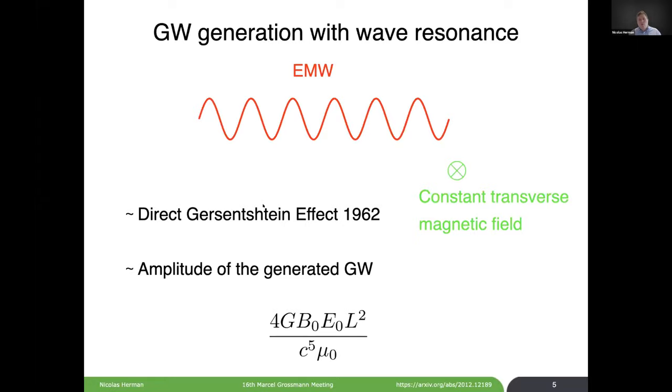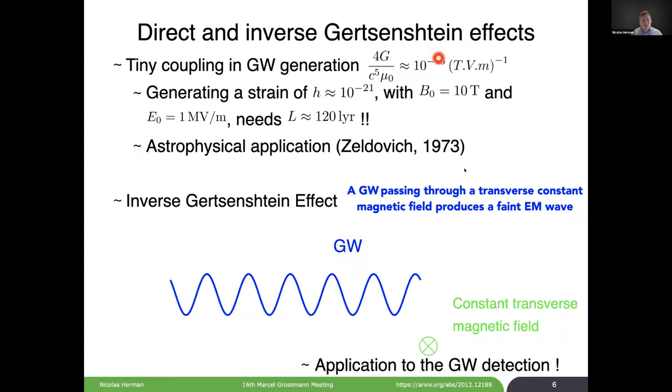So what is the wave resonance called, the direct Gertsenshtein effect? You have an electromagnetic wave that passes into a constant magnetic field here. And this effect will produce a gravitational wave. And you can see the dimensional analysis of the amplitude of the gravitational wave. But so we can show that there is a coupling between electromagnetic wave and gravitational wave, but the coupling is very tiny.